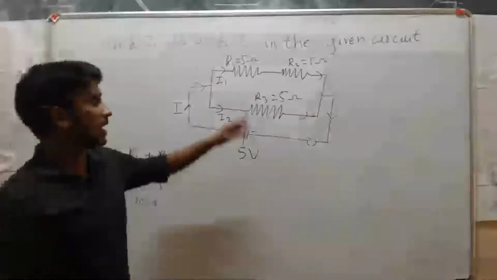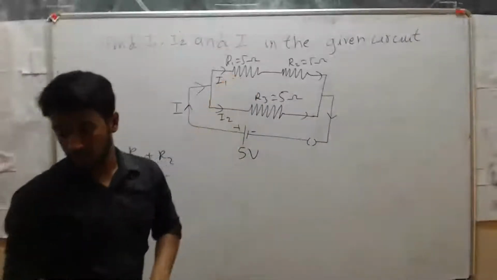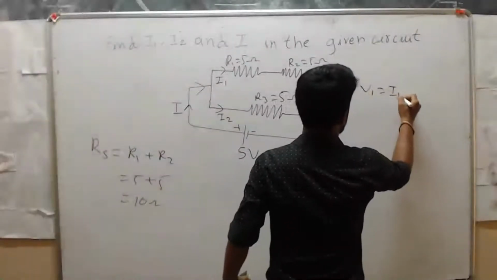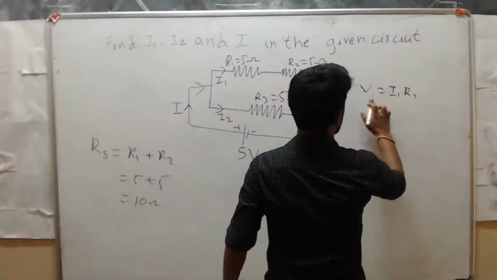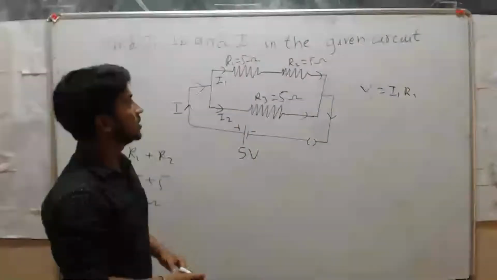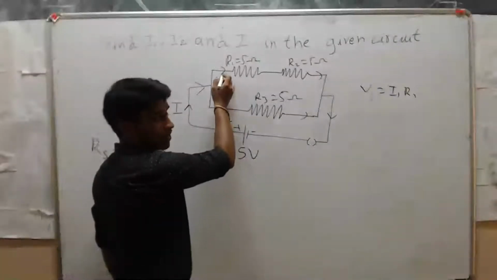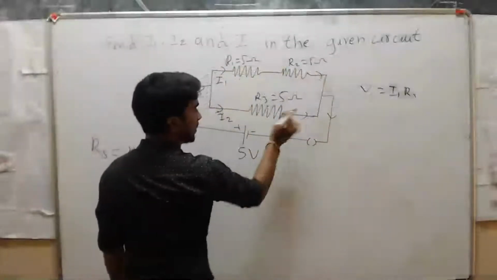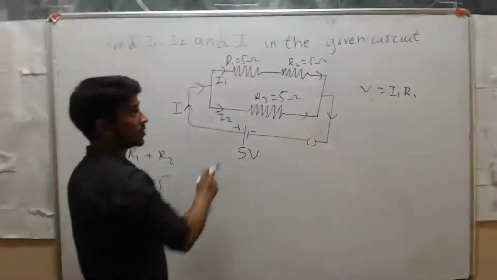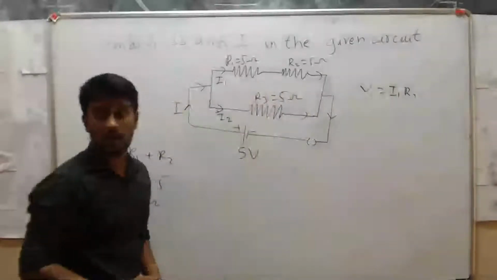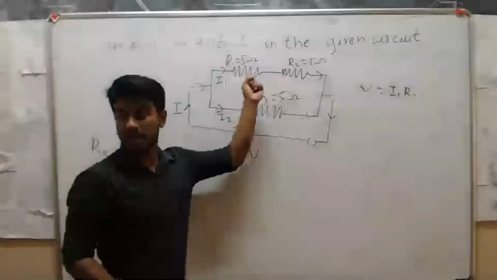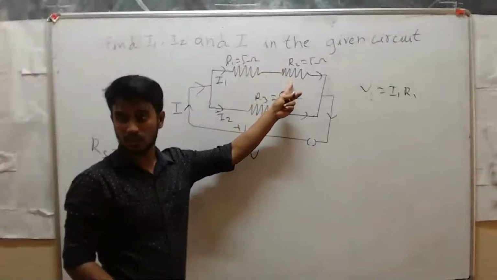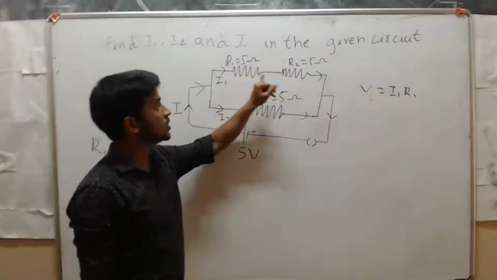Here you can't use V equal to I1 into R directly. Why? Because the voltage across here and here is the same, but the voltage across this resistance is different. These two are in series, so here the voltage divides. That's why we first solve these two resistors.